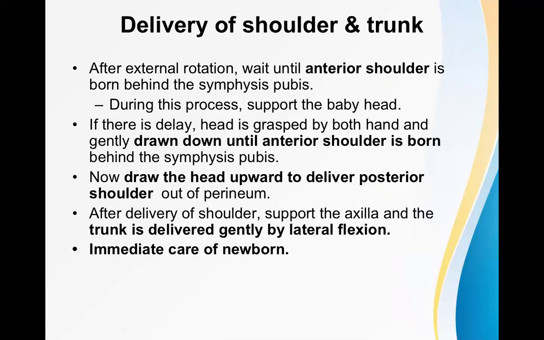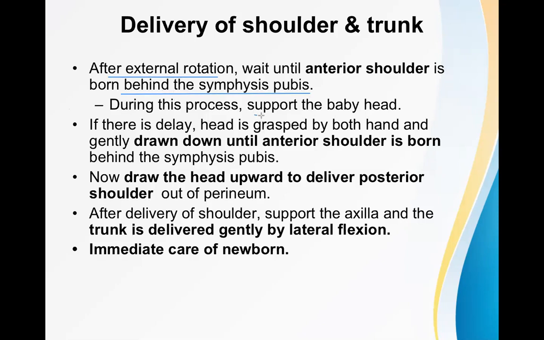Now, let's talk about how the delivery of shoulder and trunk occurs. You already know much of the information regarding the shoulder delivery, so let's revise. After external rotation of the head occurs, wait until the anterior shoulder is born behind the symphysis pubis. This is an important point. It is present behind the symphysis pubis.